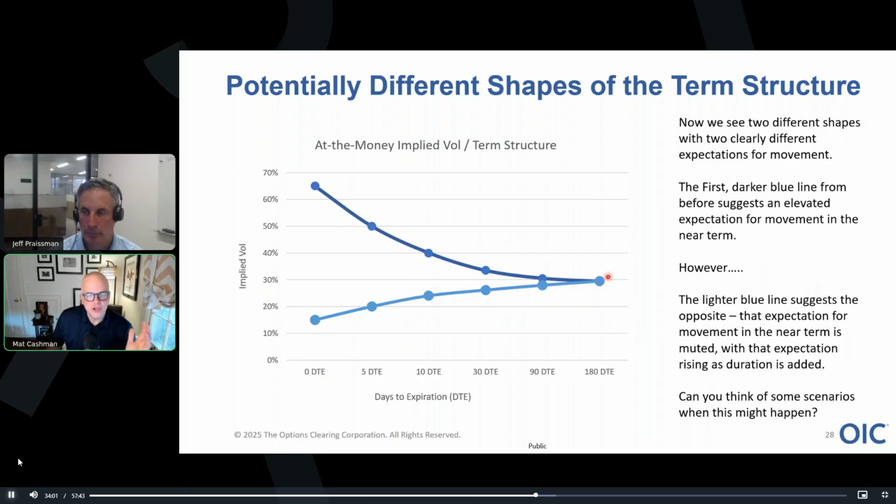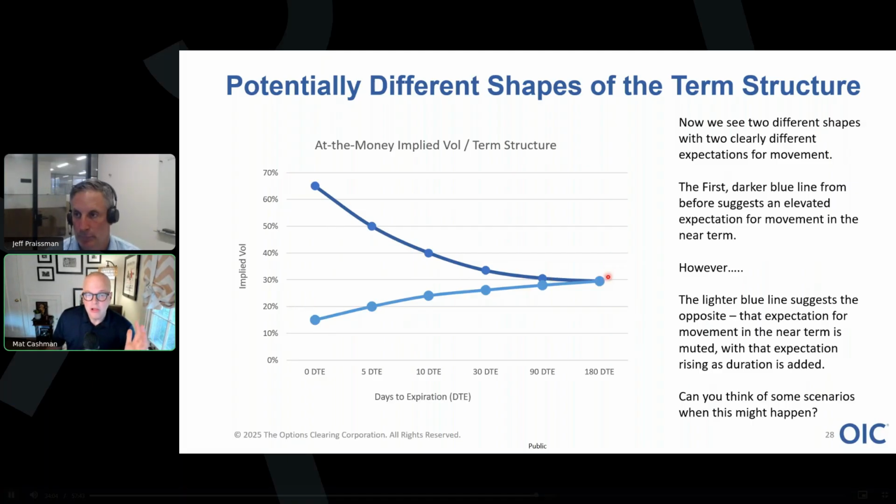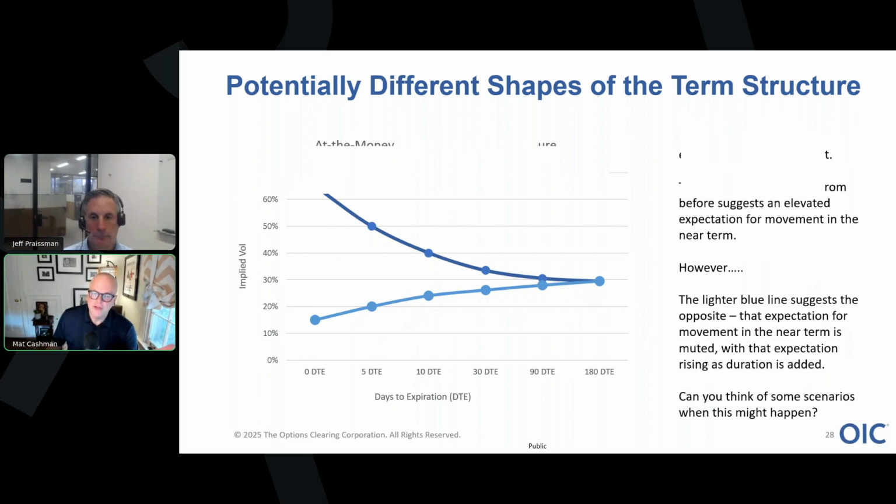However, in the future, in the 180-day vol, there's a little bit more movement priced into how the options are priced. What does that mean? Do I agree with that? Is that part of how I think about this? And be able to make that assumption as well if that's what you're looking for.